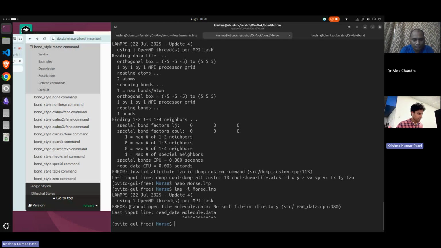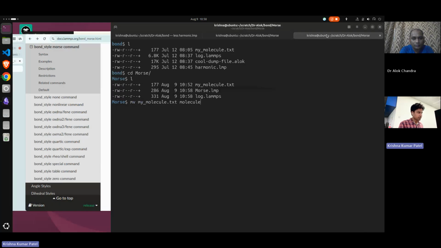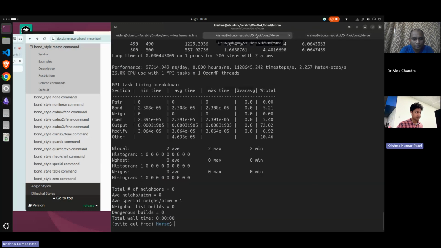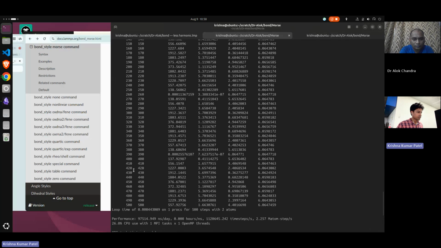Save it and then run it. Okay, there is a problem. It says it cannot open the file. Yes, that's true, that file does not exist. Let's go to Morse and move my molecule into molecule.data. Okay, now that file exists, it should work. And it worked. It finished running.